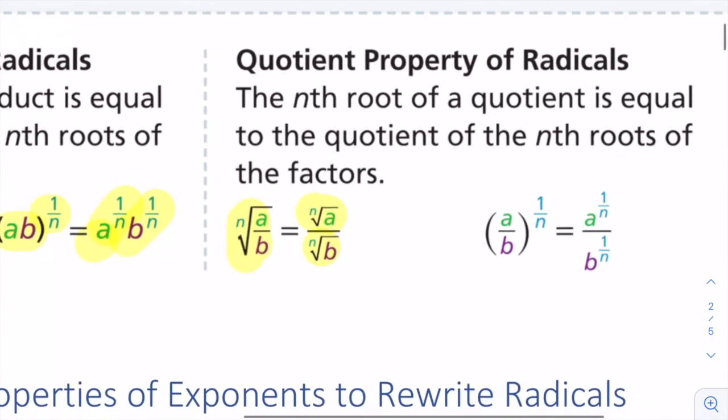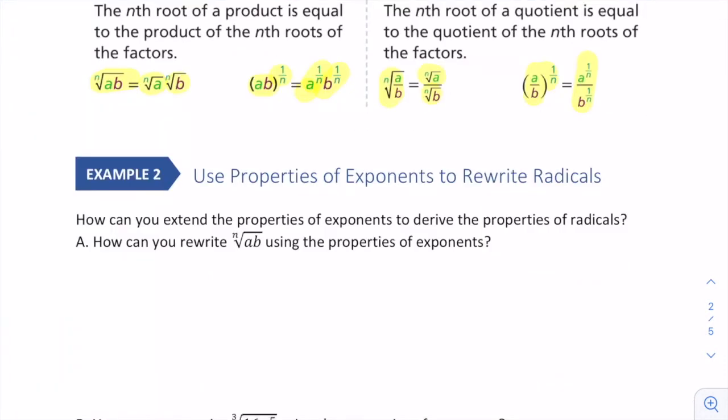And we could also, if we have the quotient of a over b raised to the 1/n, separate that into a to the 1/n over b to the 1/n. Let's use those properties of exponents to rewrite the radicals.